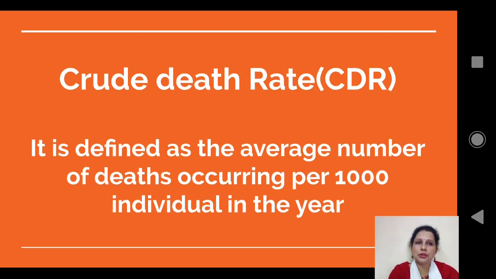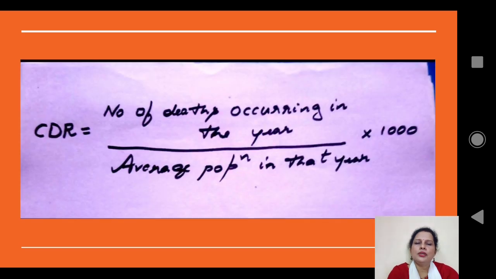The first one, crude death rate. Crude death rate is a very simple measure of mortality and is defined as the average number of deaths occurring per 1000 individuals in the year. For example, if we get crude death rate as 11, that means 11 deaths are taking place per 1000 individuals. The formula to find crude death rate is number of deaths occurring in the year divided by average population in that year into 1000. Average population means it is the total of male population plus female population.